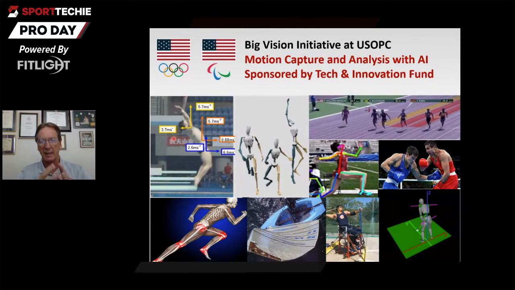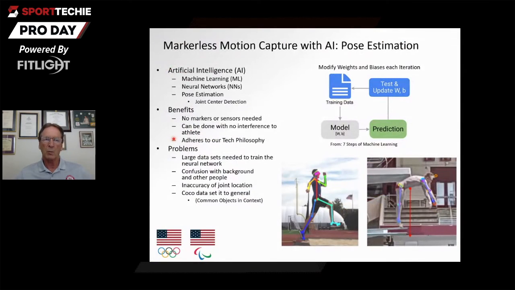And I'll give you a few examples. But first, let's talk a little bit about how it works. In biomechanics, we call it markerless motion capture. But basically, it's really what's called these days pose estimation. Effectively, as you can see, the camera takes the image and overlays a stick figure on what it thinks the human form is.